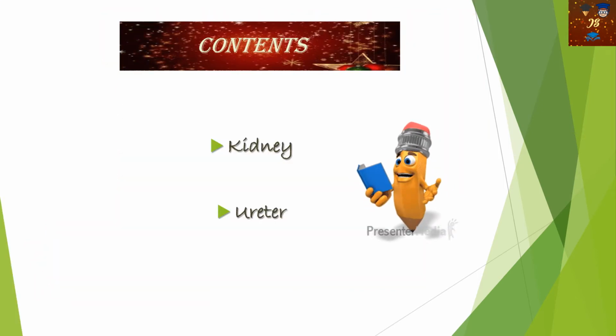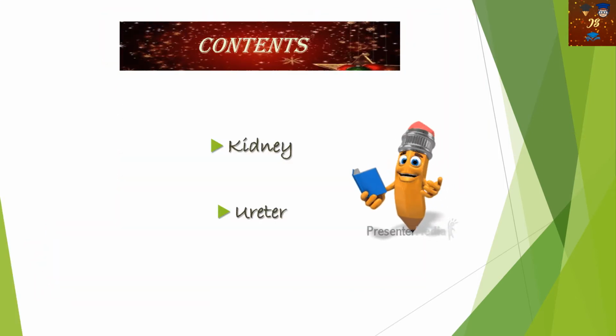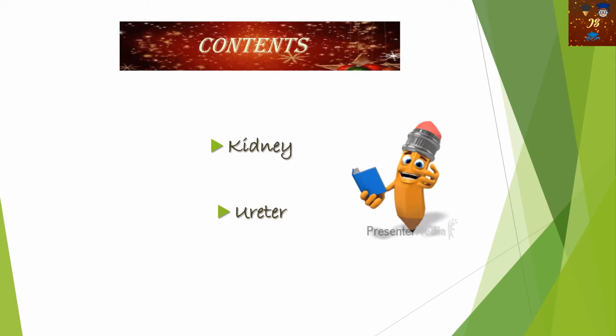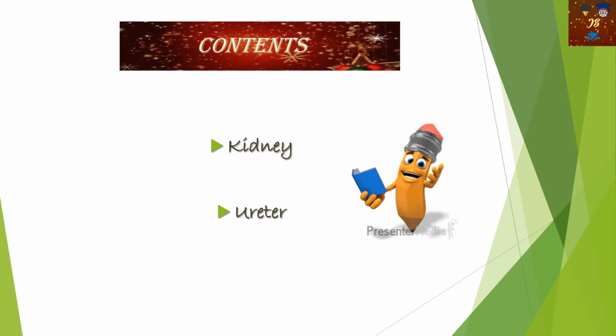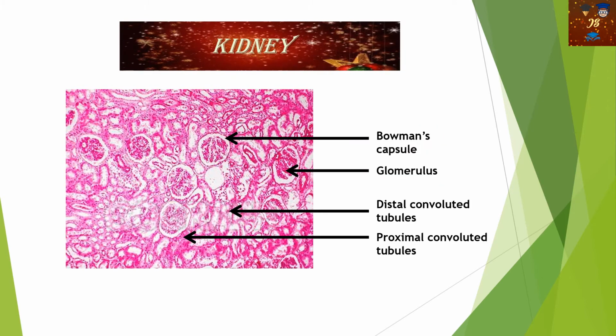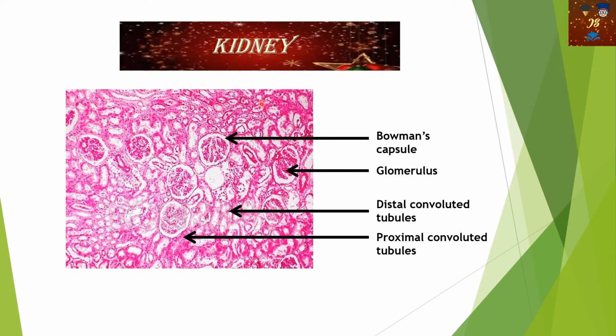Regarding the contents, I am going to discuss the two most important parts of the excretory system. Number 1 is kidney, number 2 is ureter. This is the histological section of the kidney as it appears under the objective lenses of the compound microscope.